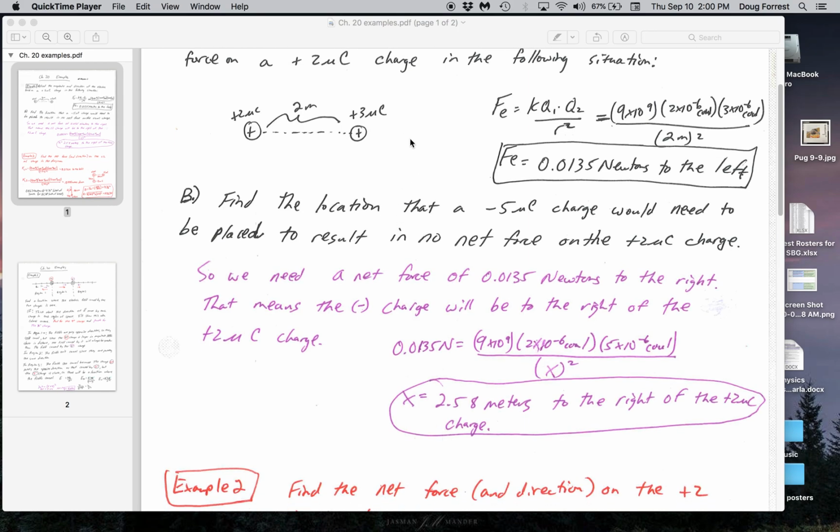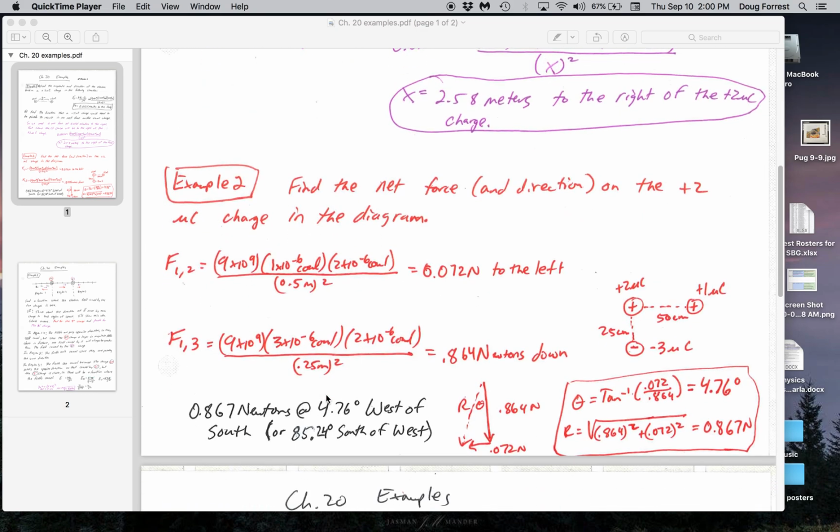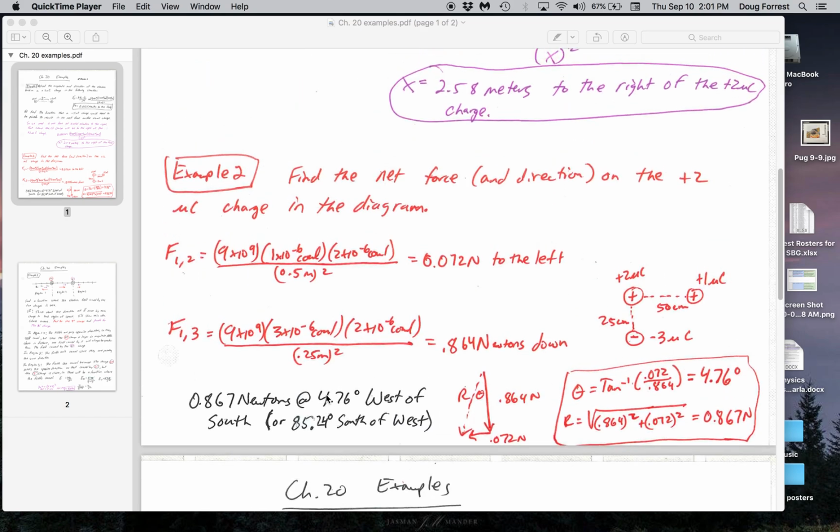So it says that the negative 5 charge would need to be 2.58 meters to the right of this charge. That would have the same effect in terms of the amount of force as the plus 2 and the plus 3 would have. So I didn't say that very well. Sorry about that. I'm going to go through example 2, then I'll pause for just a moment.